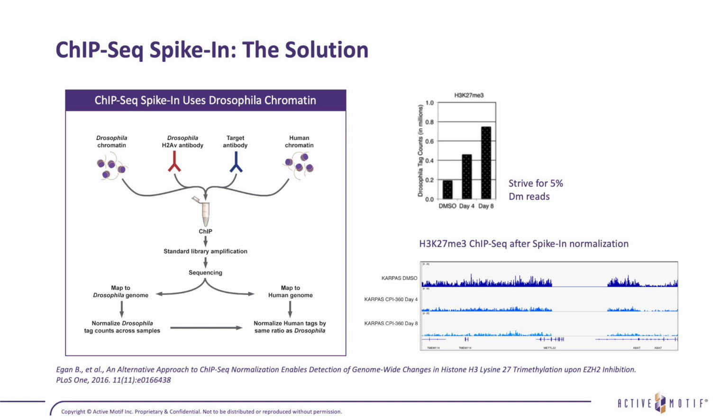One other note here is we typically strive for 2 to 10% Drosophila reads. We want enough reads to be statistically meaningful, but we don't want to have so many reads that we overwhelm the system and waste a lot of sequencing reads on the Drosophila portion of the experiment. So again, this was published. I won't really spend much more time on this, but you can go into that publication and look at more detail if you're interested.